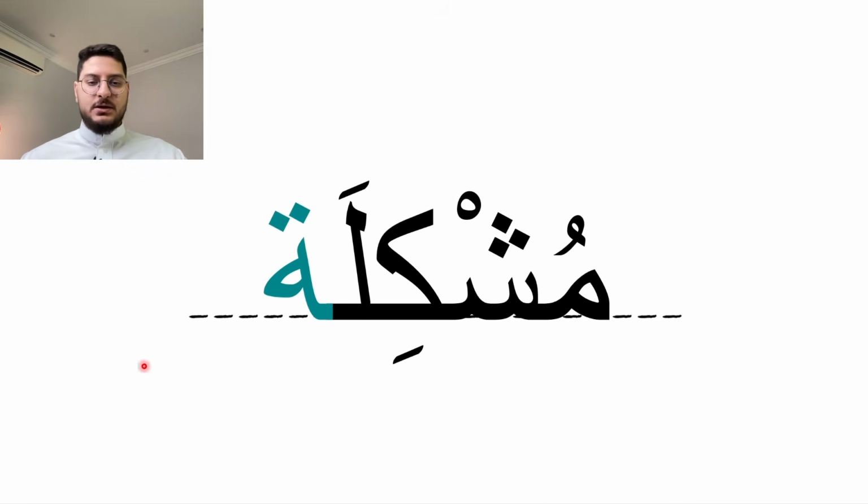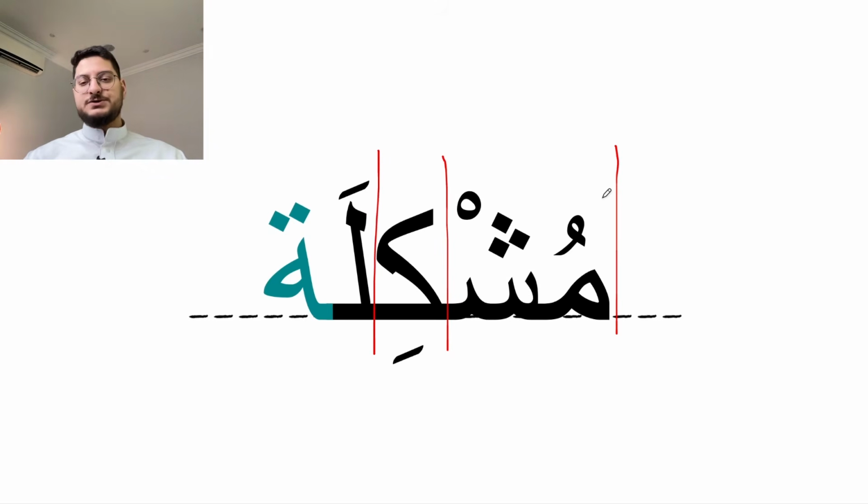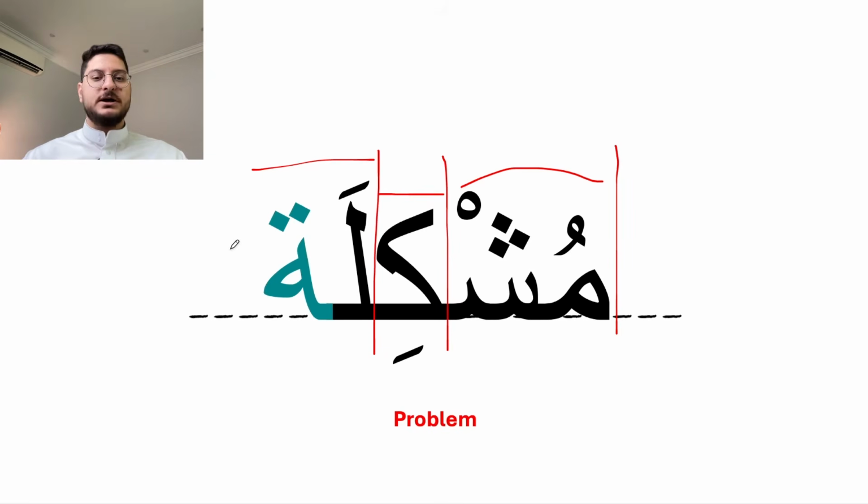Next one, okay, this is long enough so that we need to split it into syllables. I see a dhamma here, so I start a syllable there. I see a kasra here, so I start another syllable here, and then a fatha, that will be the beginning of the third syllable. Now let's read it one syllable at a time. I see mu in here with sha and no vowels because of the circle, so this is mush, and then we have ki, mush, ki, and then la, mushkila, and mushkila is a problem.